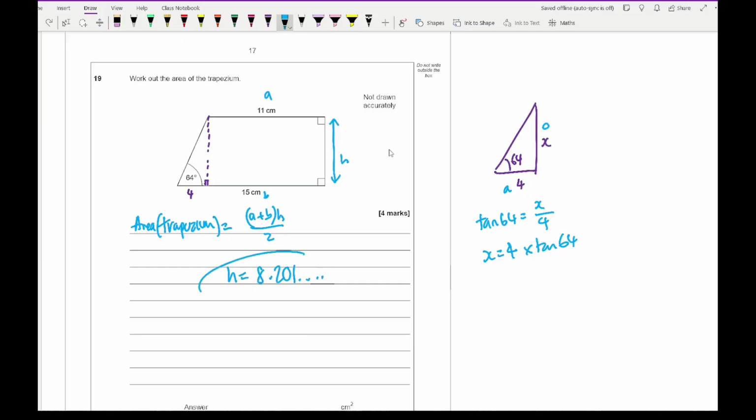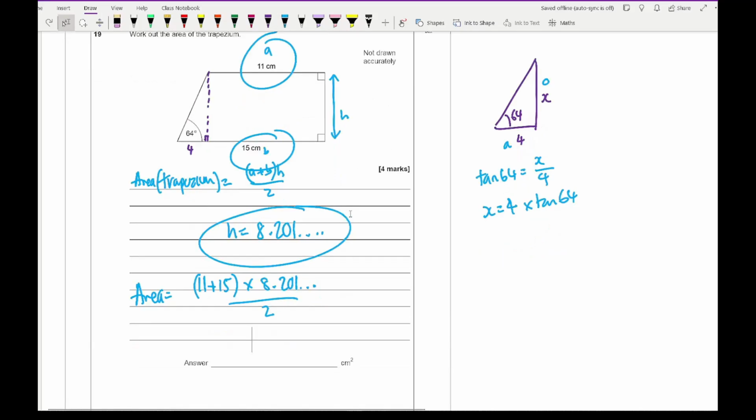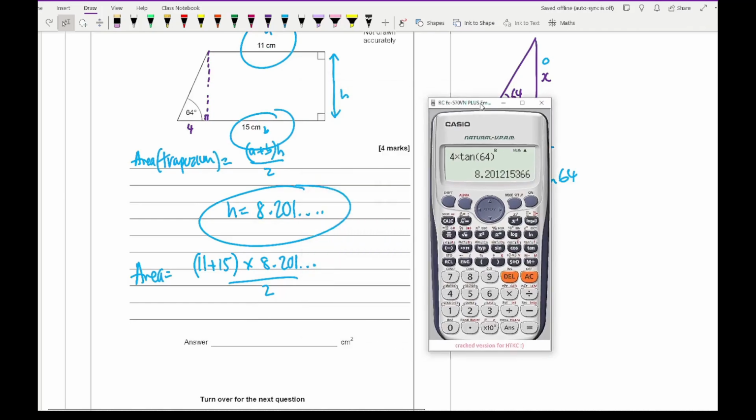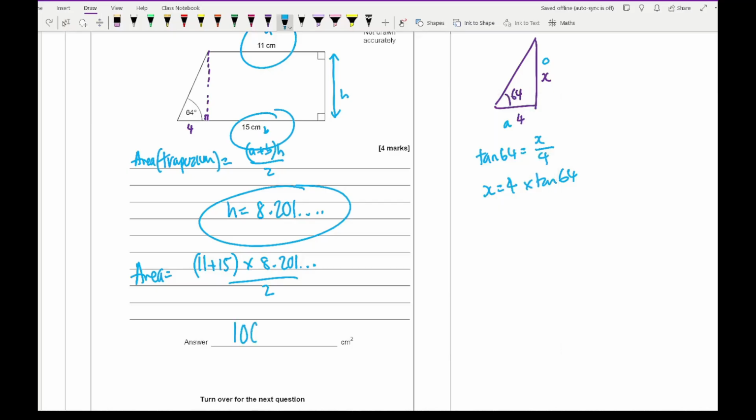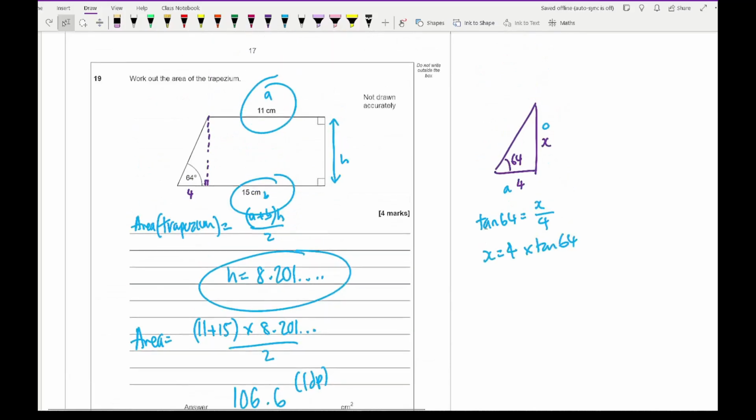So now I've got my three components, I can substitute them into the formula. So the area is going to be equal to 11 plus 15 multiplied by 8.201, all divided by 2. If I get the calculator back out, I've already got that in, so I'm going to multiply that by 11 plus 15, which is 26, equals, divided by 2, and it gives me an answer of 106.6 to 1 decimal place. Let's just double check, no, it doesn't say anything about rounding.